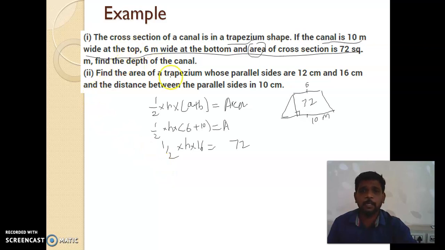And the second question: the trapezium whose sides are 12 centimeters, 60 centimeters, distance given here. So here also they are asking to find the distance, the same method.